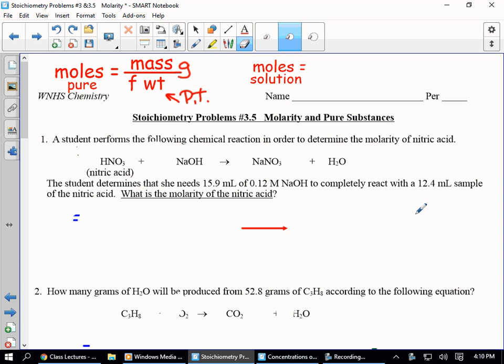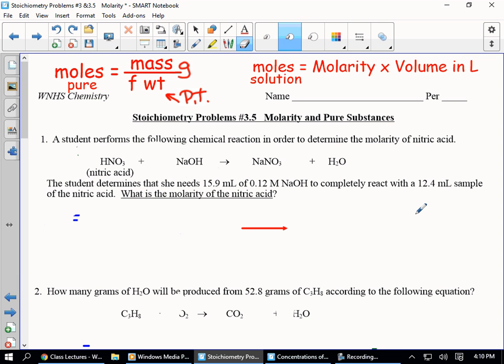We know moles of a solution comes from multiplying the molarity, or the concentration of our solution, times the volume of our solution, but we know our volume has to be in liters. So I'd say read number one, see if it's balanced, and see if you can do this problem on your own, and then we'll get started together.